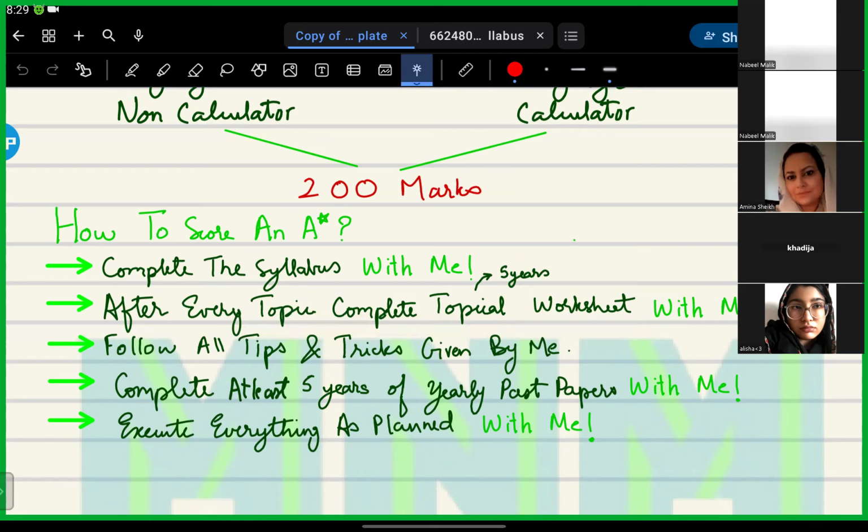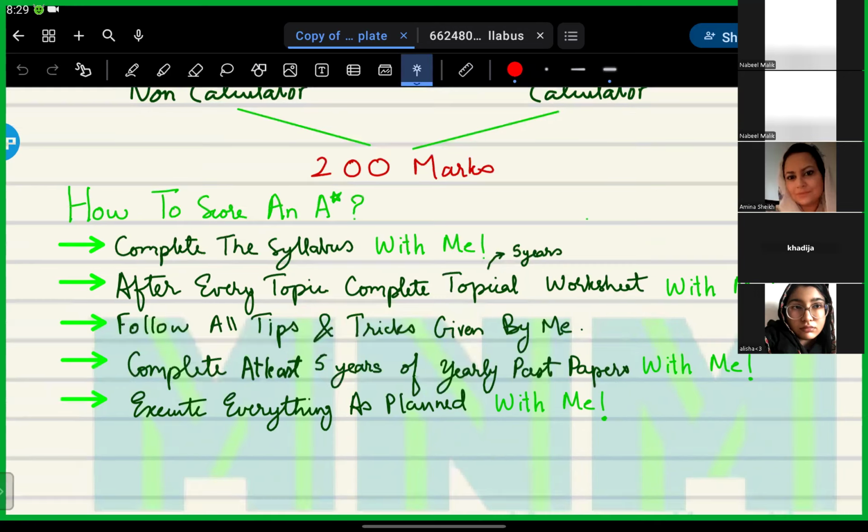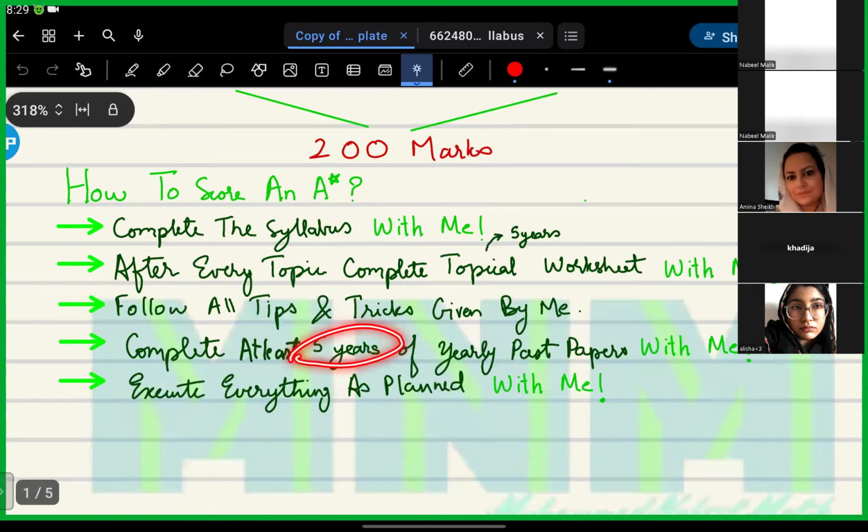How are you going to do the yearly papers? Basically, you have to do at least 5 years of yearly past papers, and this is for the A star students. If you know you can score a distinction, even if your math is not well enough, you can easily score an A star, but you have to execute everything as planned in the exam, then you can get an A star and maybe a distinction as well. So a distinction student should do at least 10 years of yearly past papers.